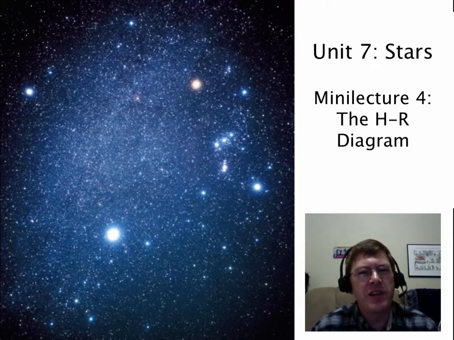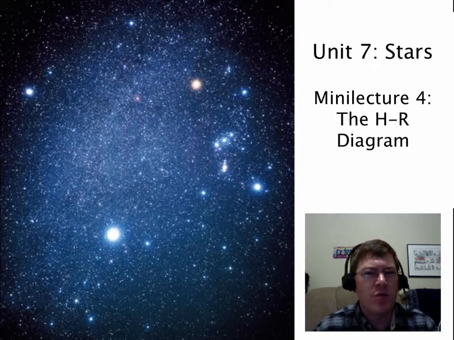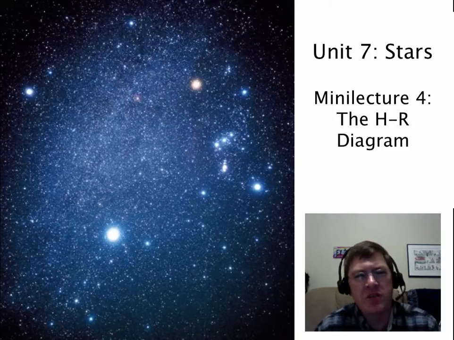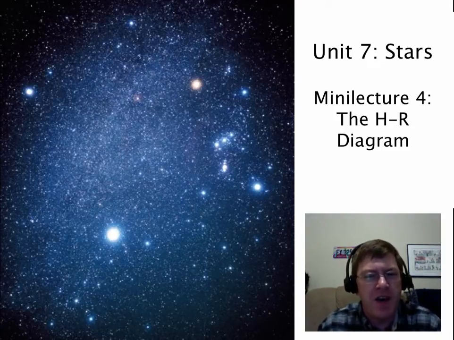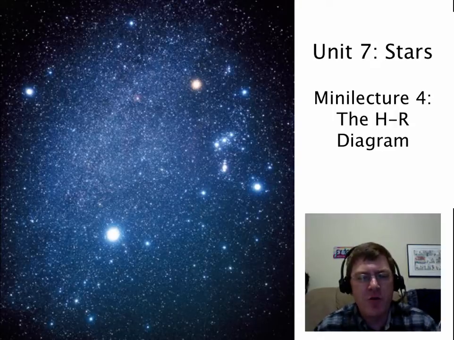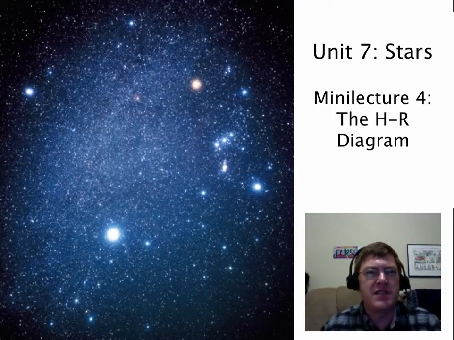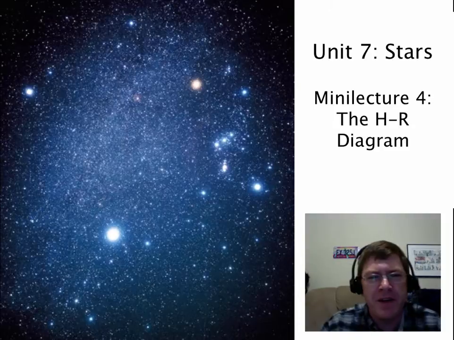In this mini lecture, we're going to talk about something called the Hertzsprung-Russell Diagram, or HR diagram for short. And one of the things that we can learn from that diagram is the radii of stars, how big they are. And this material is covered here and there between sections 17.3 and 17.5 in your text.